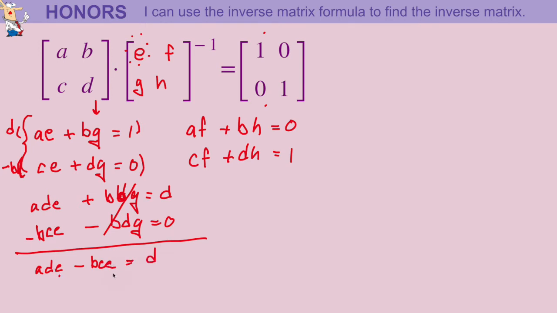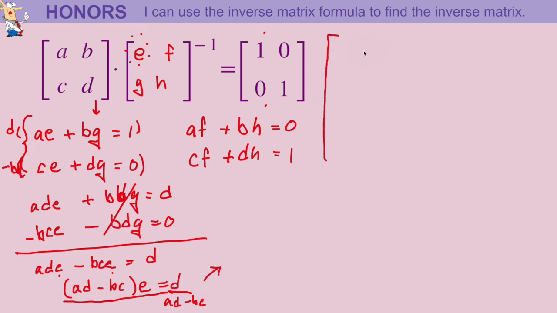Now remember, we're trying to find E, so let's factor it out, giving us AD minus BC times E equals D. And we need to get E by itself, so we'll divide both sides by AD minus BC, so divide everything by that. And that results in our first element of D over AD minus BC.